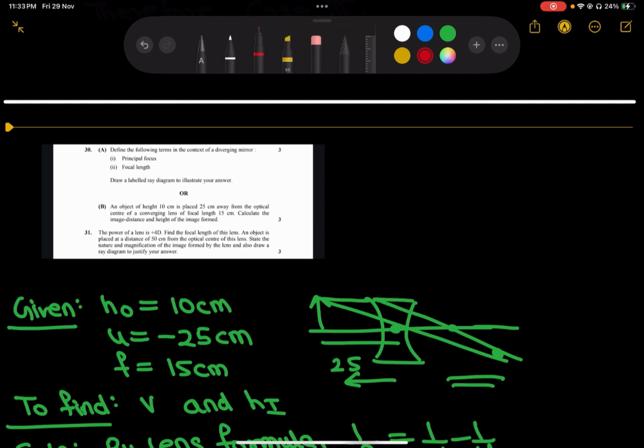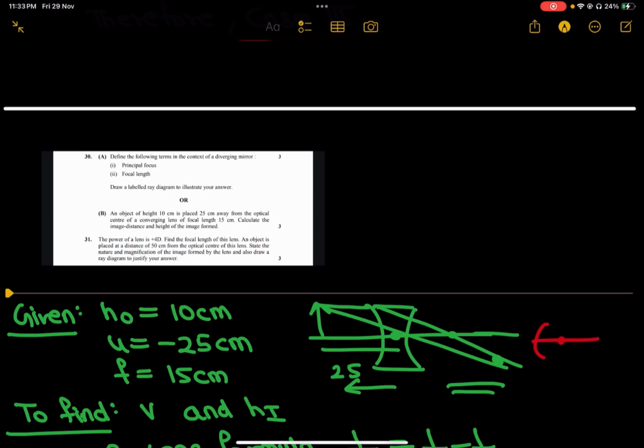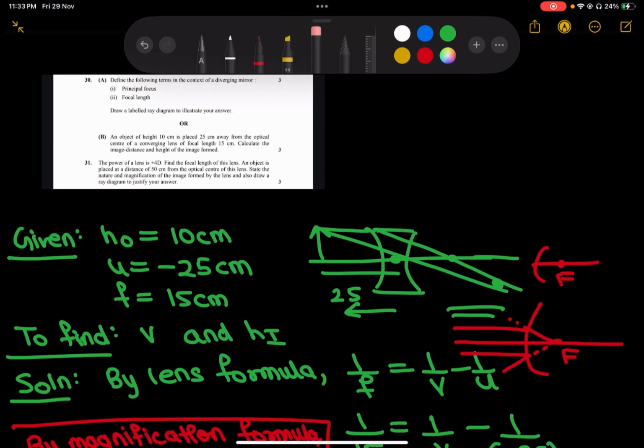And you can also add one more point, that the focal length of a convex mirror is positive, right? It is on this side, the focus. So it is positive. Correct? Okay. Now draw a labeled ray diagram to illustrate your answer. What you will do? The ray diagram you'll draw is this one. Parallel rays, right? This is the focus, and the rays appear to diverge. The rays appear to diverge from the principal focus. This diagram you will draw.